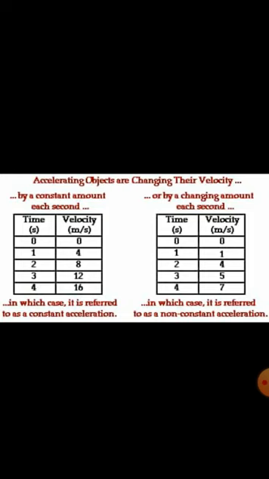On the other hand, when the velocity changes by different amounts, like you can see in the example, in the first second, the change in the velocity is 1 minus 0, which is 1 meter per second. But in the next second, the change in the velocity is 4 minus 1, 3 meter per second. So here, the velocity is changing by unequal amounts in equal intervals of time. Then the body is said to have non-uniform acceleration.